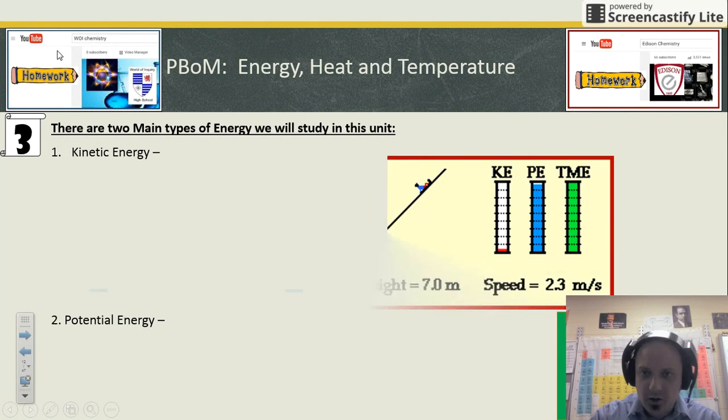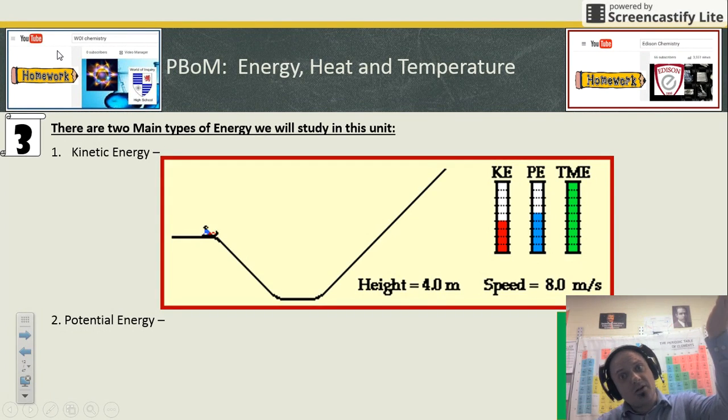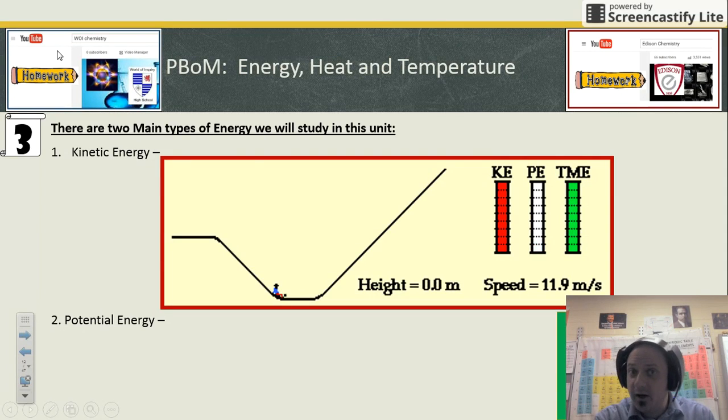Now, potential energy. Kinetic and potential are related. As kinetic energy goes up, potential energy goes down. Kinetic energy is motion and moving. The faster you move, the more kinetic energy you've got.